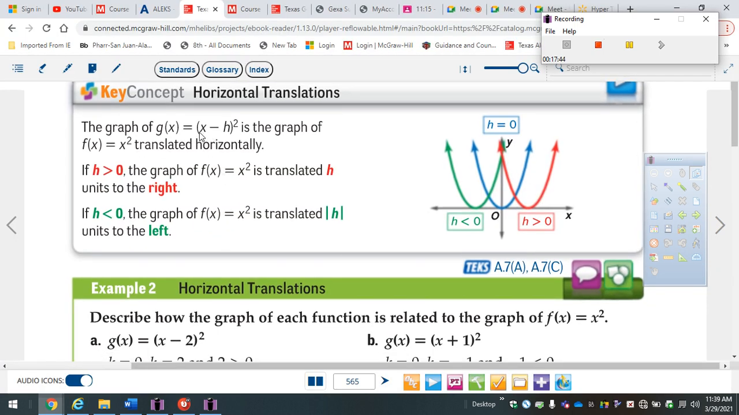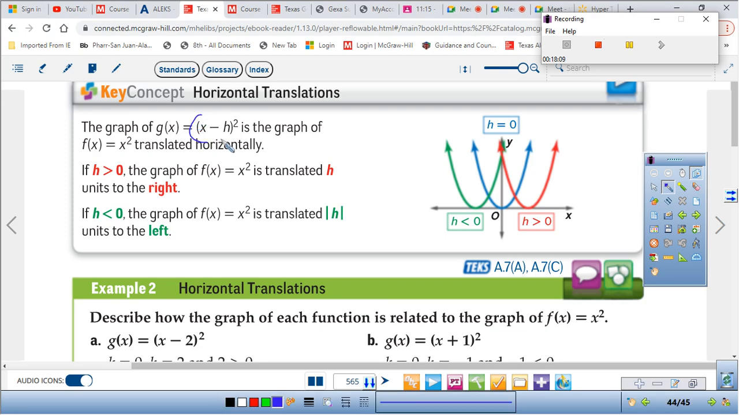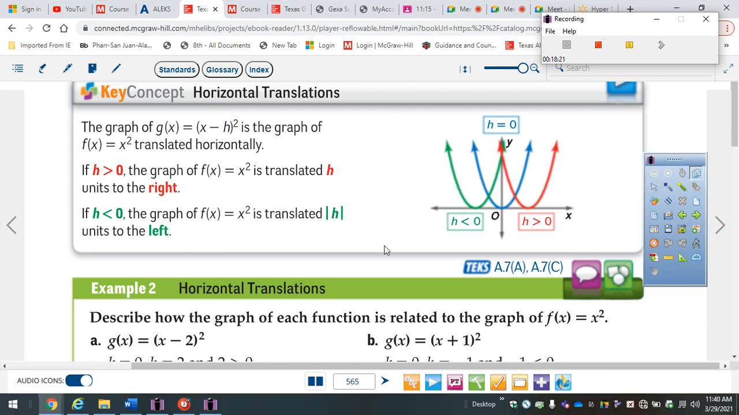If it's in this form, g of x is equal to x minus h in parentheses squared, then that h is going to be the translation right or left. If h is greater than 0, meaning positive, it goes to the right. If h is less than 0, then it goes to the left. Now, please pay attention to what they're saying. This setup is like this, x minus h. So if I have x minus 3, then in this situation, h is equal to 3. So that means you move to the right. I'll explain what I mean right there.